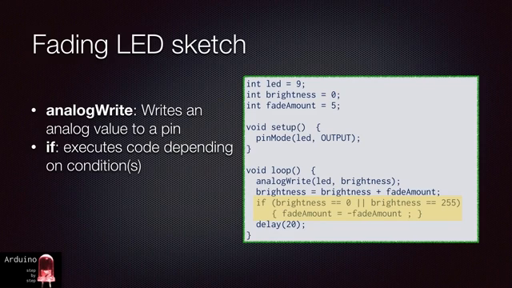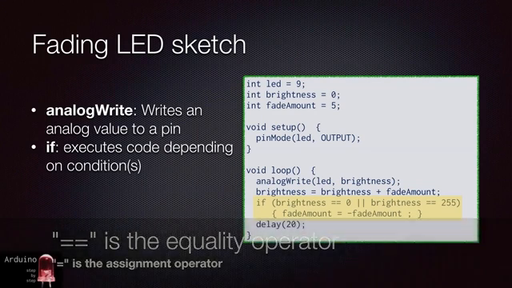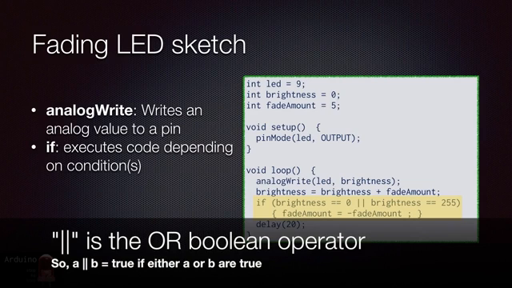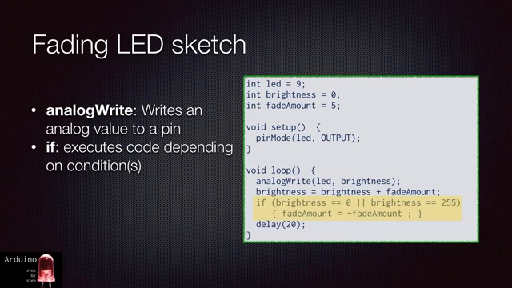In the statement, if (brightness == 0 || brightness == 255), and notice here the double equal sign, which tests for equality and is not an assignment, or, which is denoted by the two vertical lines, the part with the parenthesis is called a condition. So, in our example, whatever is between the curly brackets will be executed if either brightness is 0 or brightness is 255.